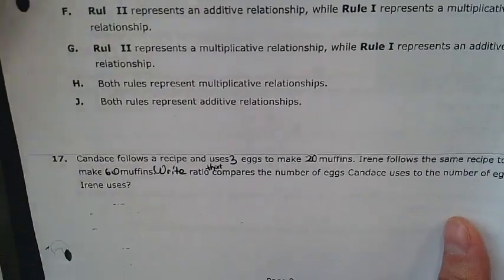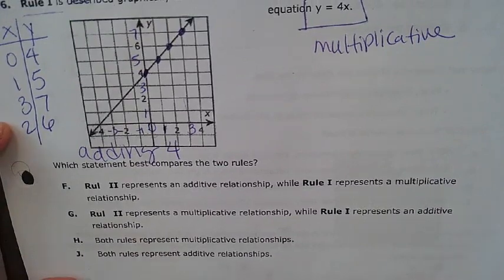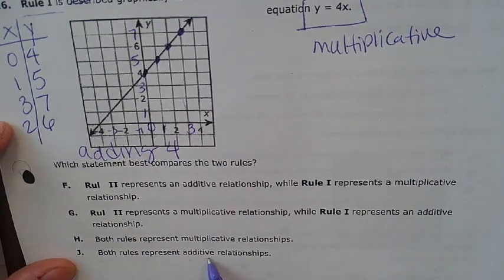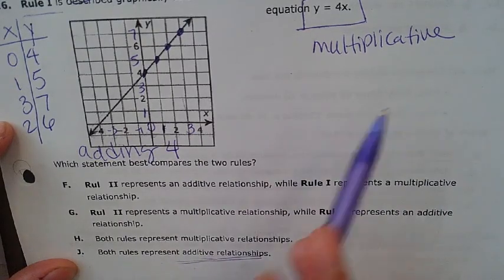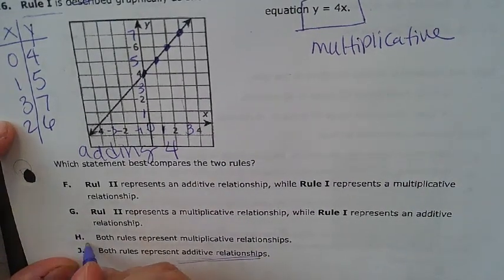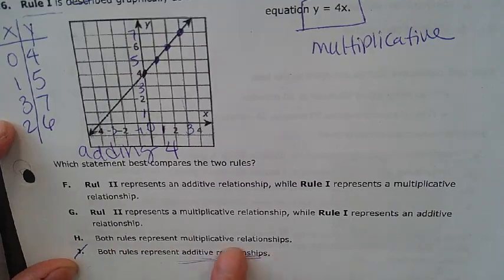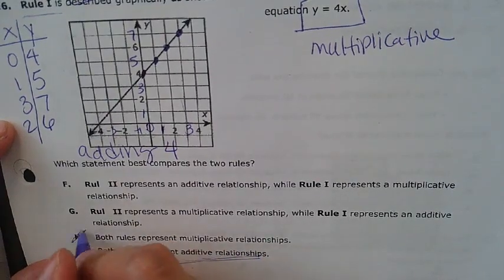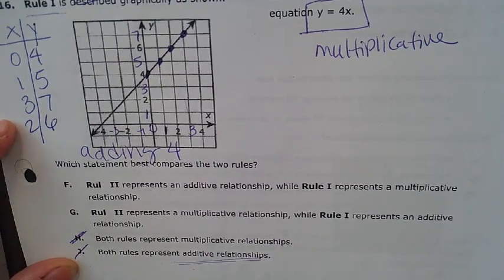So, let's start with the answers. J. Both rules represent additive. Are both additive? No. Why? Because rule 2 is multiplicative. Very good. Both rules are multiplicative. No, because rule 1 is additive. All right.